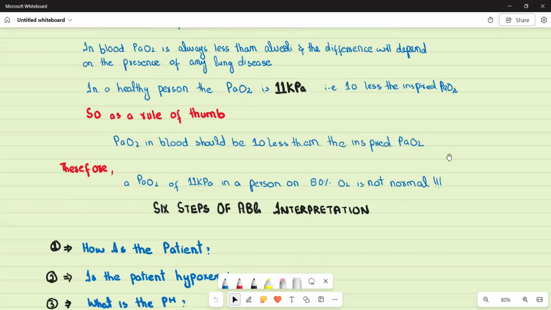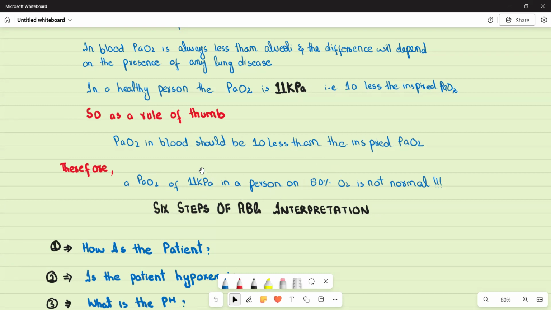So for example, if you are giving oxygen to a patient through a face mask and he's on 80% oxygen, and his ABG report shows that his partial pressure of oxygen is 11 kilopascal, then this is not normal. Okay, because this person is not inspiring 21% oxygen. He is inspiring 80% of oxygen. So his partial pressure should be 10 less than the 80%. It should be 70 kilopascal, not 11 kilopascal.